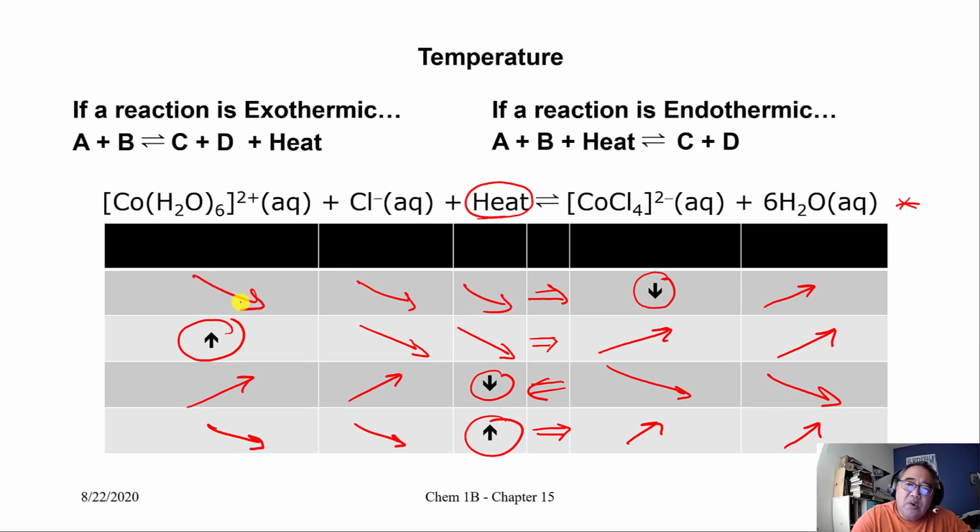Okay, so you can use temperature to manipulate an equilibrium, but if you manipulate an equilibrium that's strongly endothermic or exothermic, and you shift the equilibrium, you'll get a temperature change in the solution because of that.